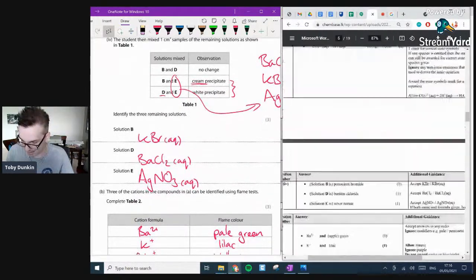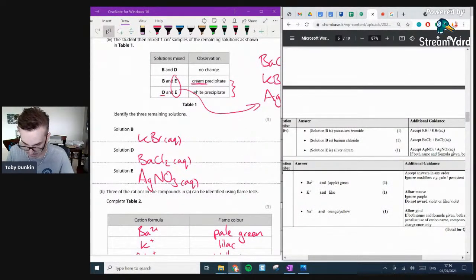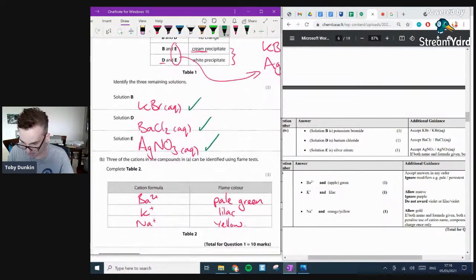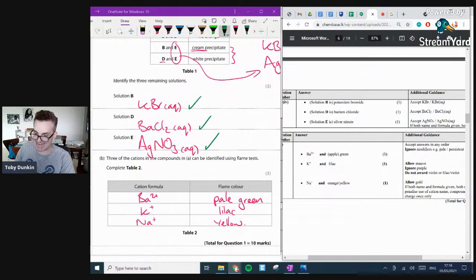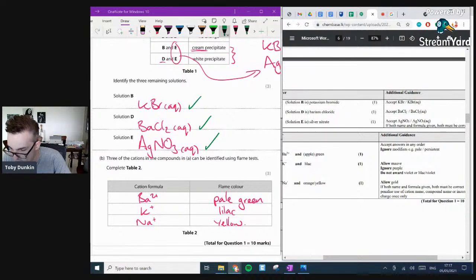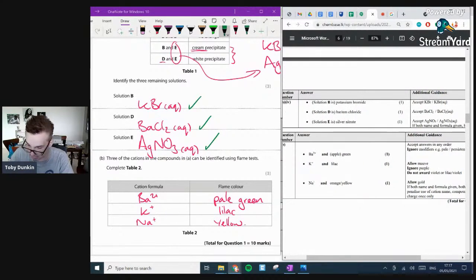Let's move on. This one says identity, accept formulae. So KBr aqueous, BaCl2 aqueous, silver nitrate aqueous. I'm very happy with those. Ba2+ is apple green. I like it, but lots of the answers have apple in. So I just have to say green. It says ignore modifiers like pale, so they don't really want pale. I actually mentioned apple green. I never tend to write down apple green because there's another one which tends to say olive green, and I don't like those ones. But fine. Green and barium 2+, and then potassium K+ and lilac.